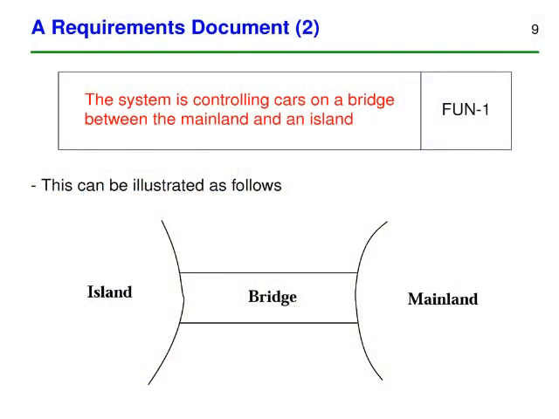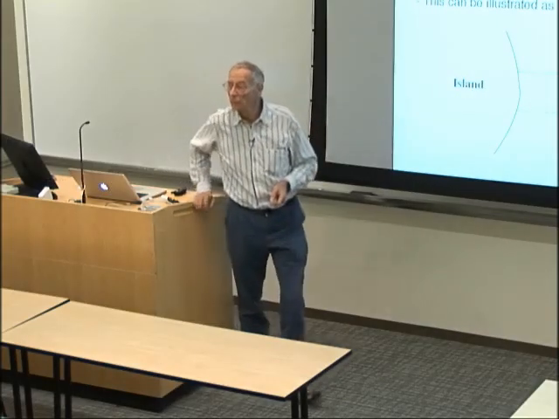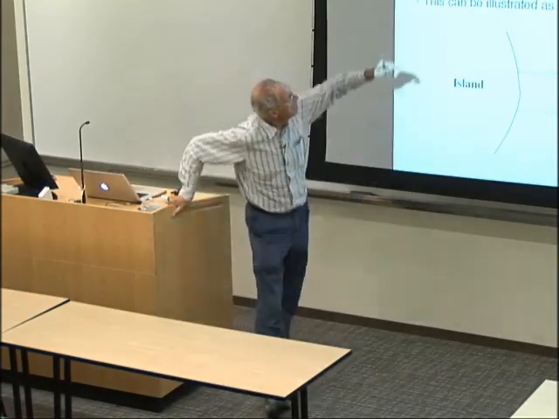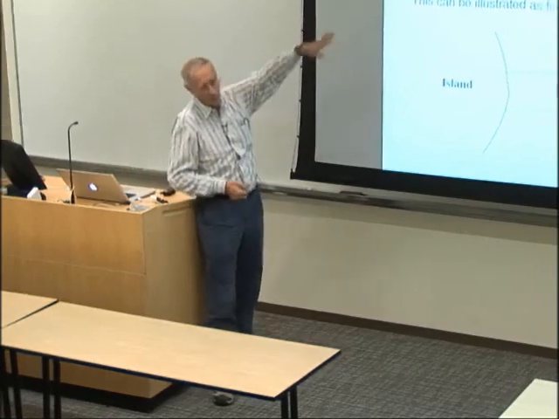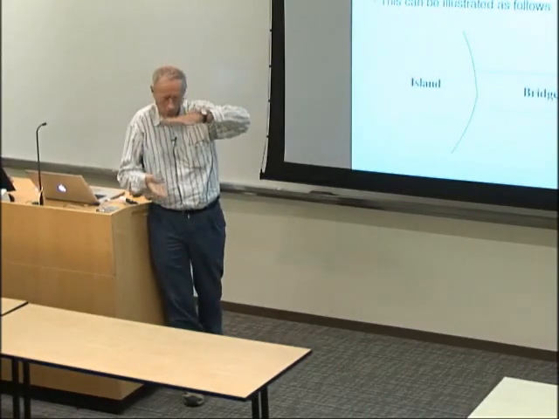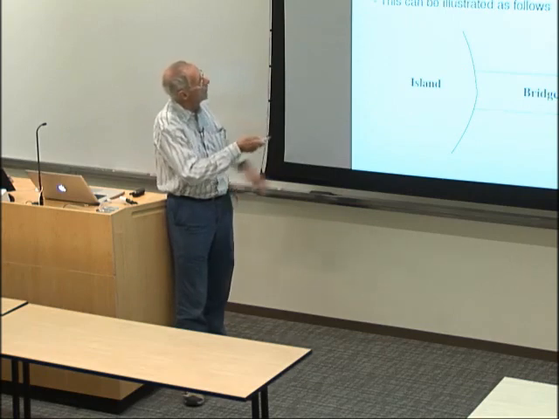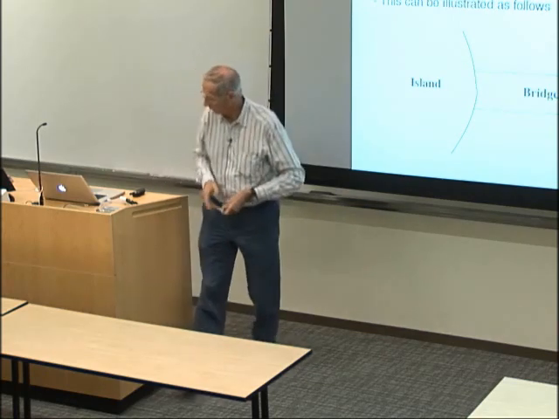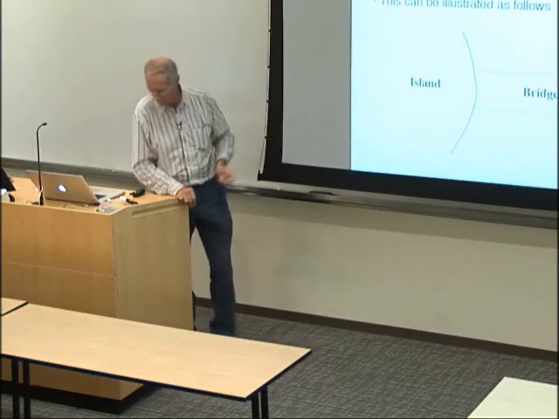So we have our first very general function. The system is controlling cars on a bridge between the mainland and the island. So you see here, in some of the requirements, I repeat what I've said, but at the end of the definition of the requirement document, we'll have a list of very well-defined requirements, and we could forget about this. So this can be illustrated that way. We have the mainland, the bridge, and the island.